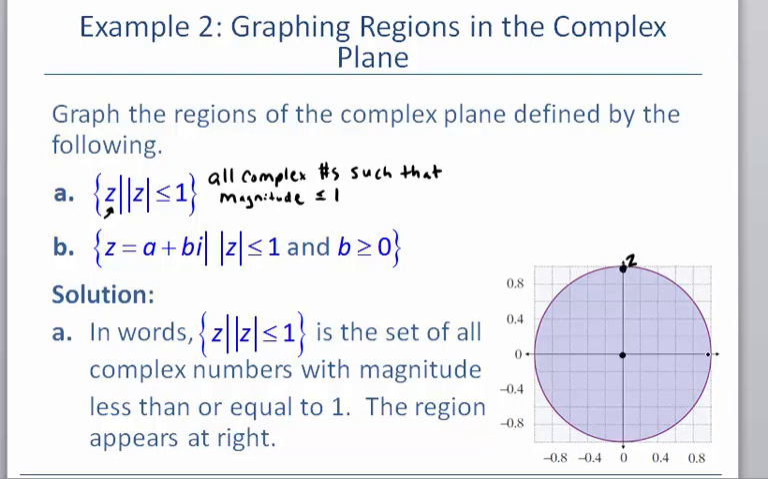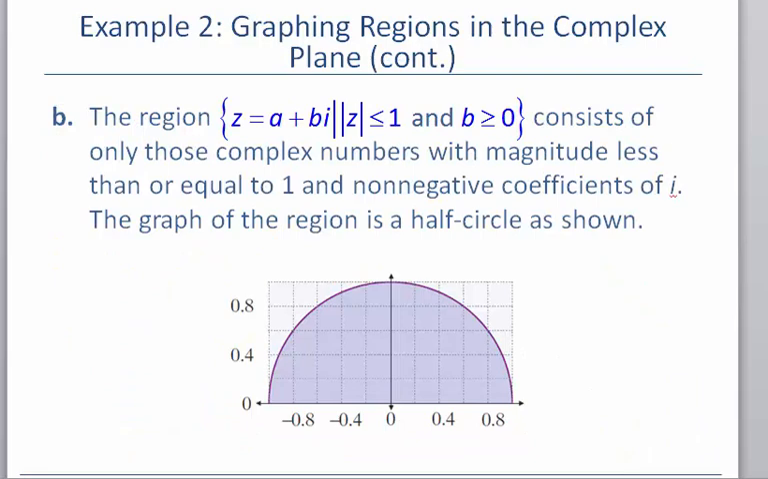If I choose another point, say I choose this point, and look at the distance between 0, 0 and this point, again, 0.2, 0.4, 0.6, 0.8, 1. And so the magnitude of that complex number would also be 1. If we do that all the way around and connect those points, we get this circular region where everything inside would have a magnitude less than or equal to 1.